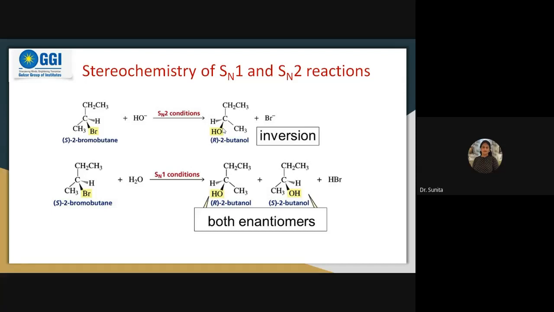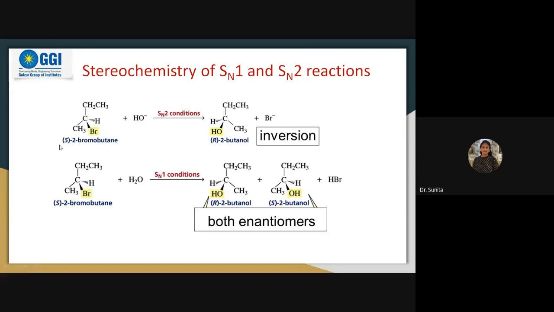Now we can come to the stereochemistry of the SN1 and SN2 reactions. As I have explained to you, just what is happening. Suppose my reactant is 2-bromobutane. I am taking this reaction with the help of the nucleophile OH negative, so under SN2 conditions I am providing it.